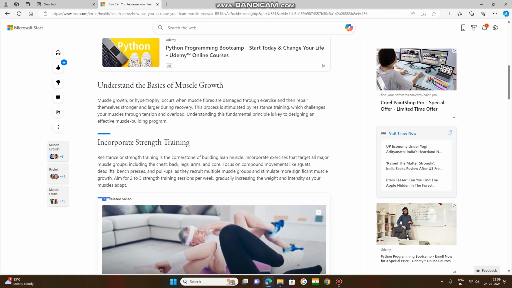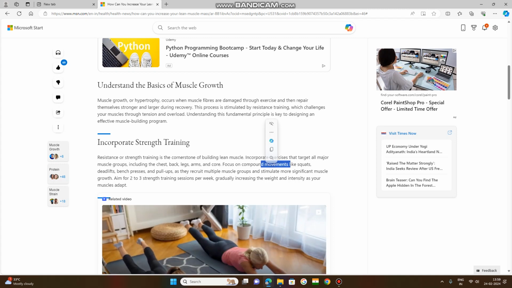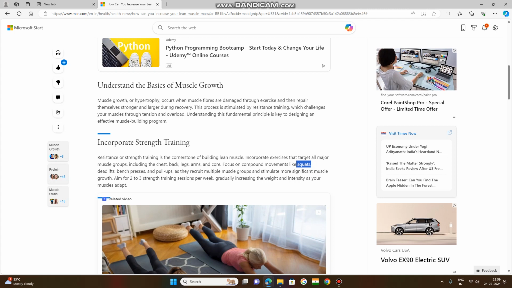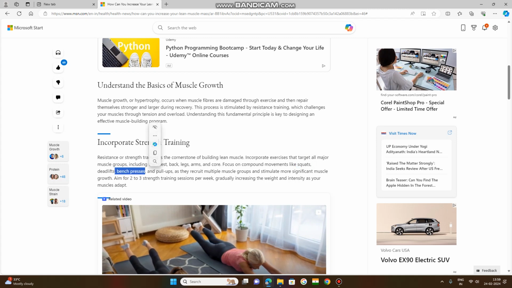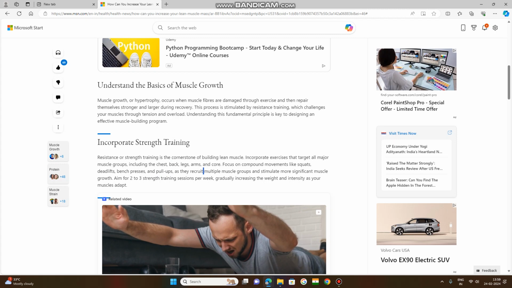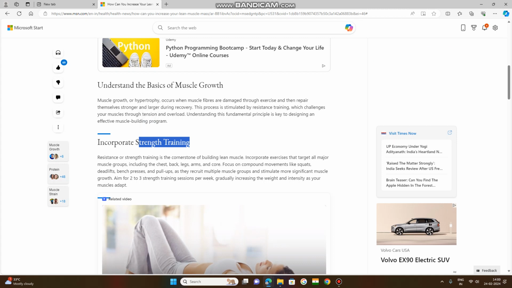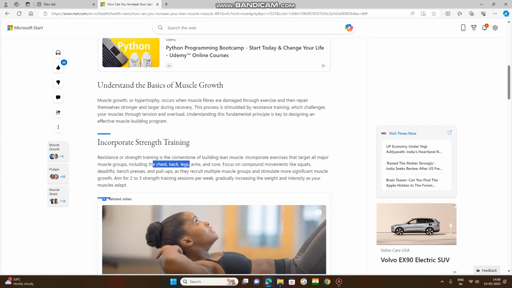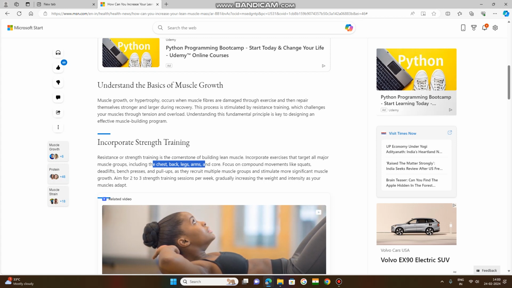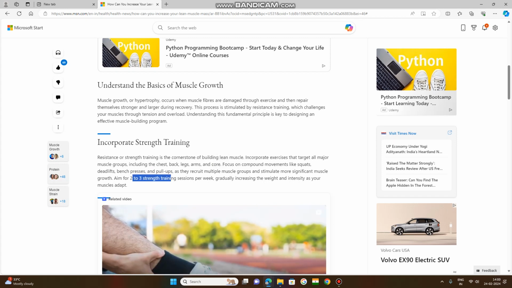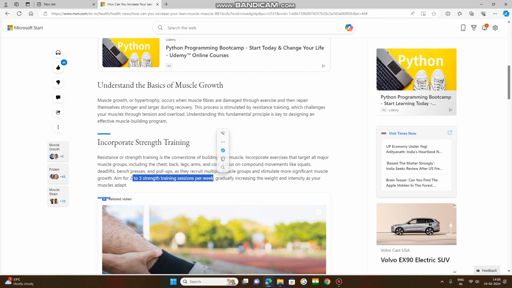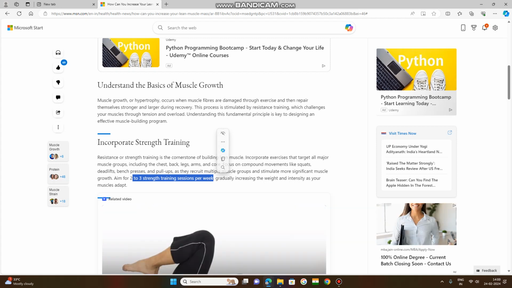We need to focus on movements like squats, deadlifts, bench presses and pull-ups, which are the best exercises, as they recruit multiple muscle groups and stimulate more significant muscle growth. So we need to add more strength training, especially over the chest, back, legs and arms. Next, aim for 2 to 3 strength training sessions per week, gradually increasing the weight and intensity as your muscles adapt.